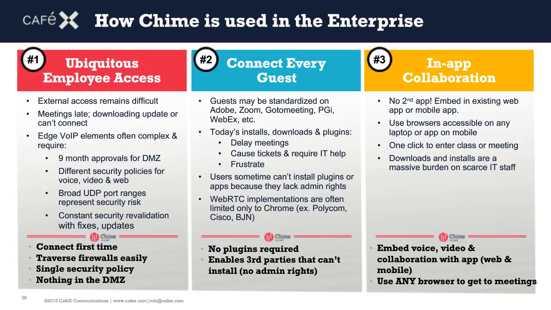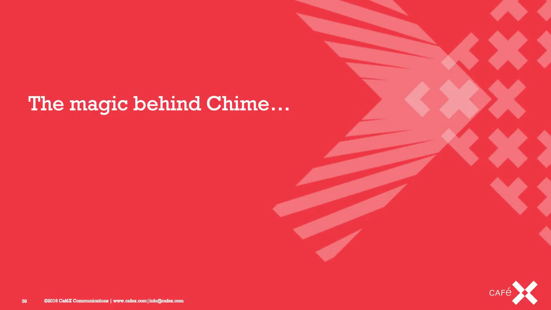And lastly is a future utilization of Chime, which is in-app collaboration. So this is taking all the goodness of Chime, the ability to go work on any browser without downloading or installing anything new, working across firewalls and not seeing the same problems with WebRTC, but embedding that capability within your own web portals and your mobile applications. And Chime will fit into our SDK portfolio as well. So we're starting with use case 1 and 2, and we're expanding to use case 3 over the course of the year. Let me talk quickly about some of the magic behind Chime.